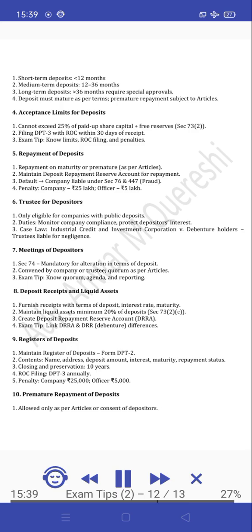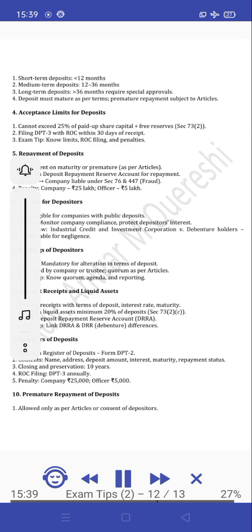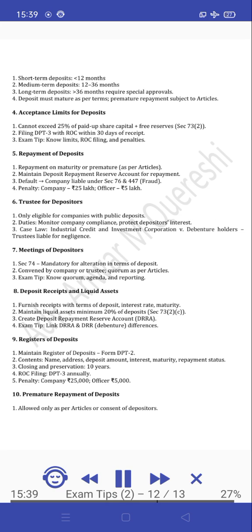5. Repayment of deposits. 1. Repayment on maturity or premature as per articles. 2. Maintain deposit repayment reserve account for repayment. 3. Default: company liable under Sec 76 and 447 fraud. 4. Penalty. Company, 25 lakh rupees. Officer, 5 lakh rupees.